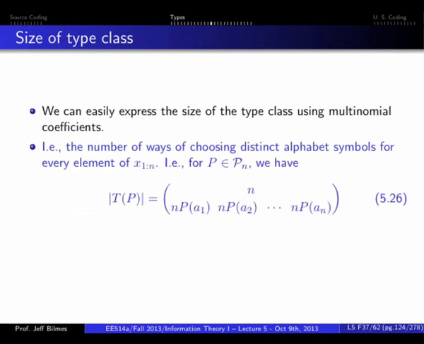So here's something interesting. The multinomial coefficient, the number of ways of choosing distinct alphabet symbols for every element, is n sort of choose, and so it's not really choose, but it's like n factorial divided by this first quantity factorial times this quantity factorial, and so on and so forth. It's just a generalization of the binomial coefficient. And so this is exactly the size of this type class, right?